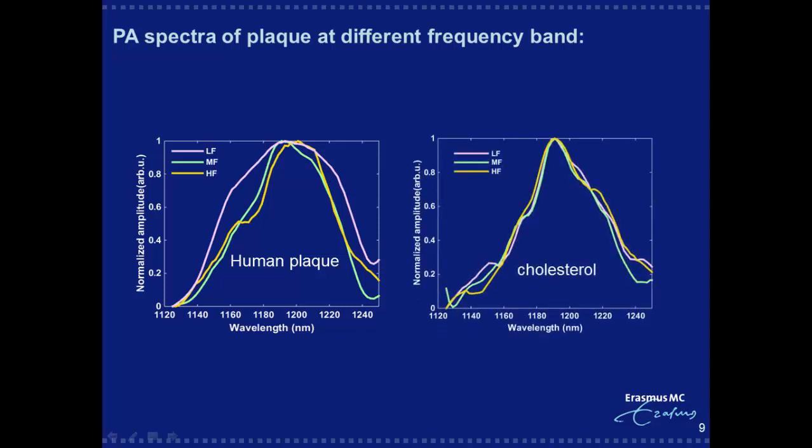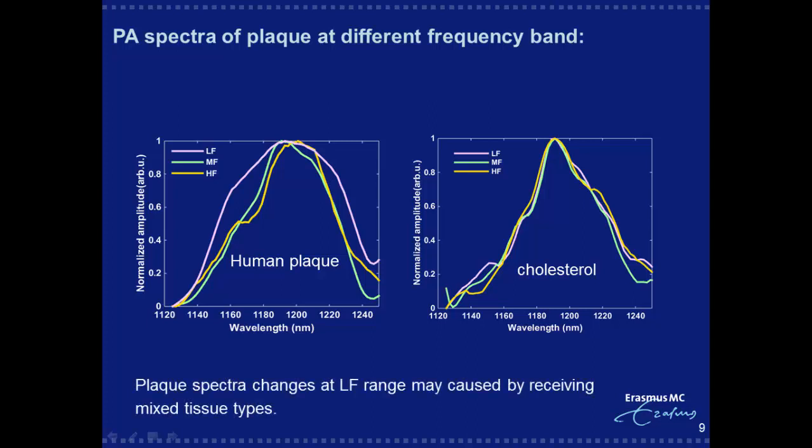However, with the pure cholesterol sample, the cholesterol is one of the dominant lipids inside the plaque, so we use it to represent the plaque. And we see with this pure cholesterol sample, the spectrum is quite similar at different frequency range. So we think the reason why this plaque spectrum changed at low frequency range is because of the large spatial kernel with low frequency transducer. So we receive the signal from a mixing tissue type of lipids and other things like calcium and collagen, etc.